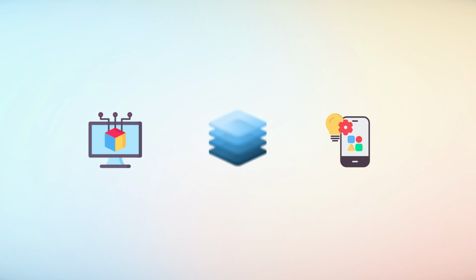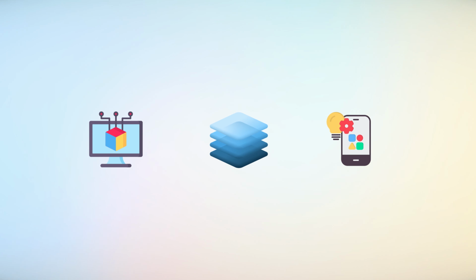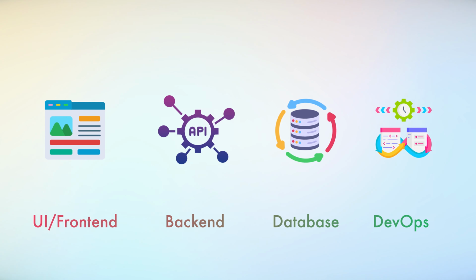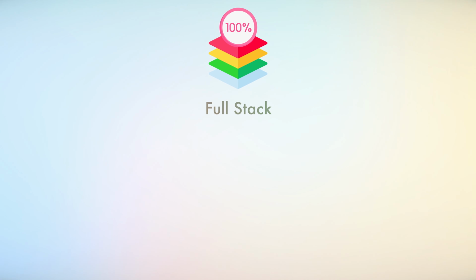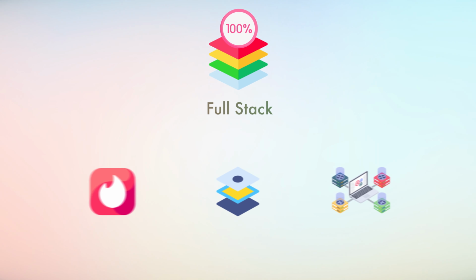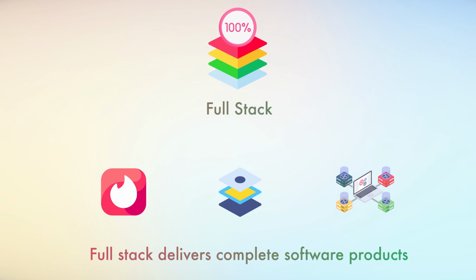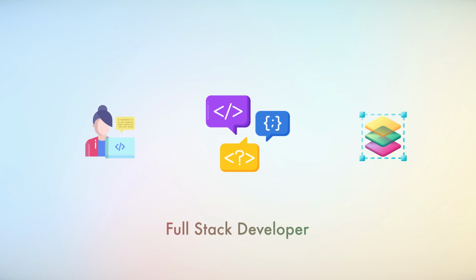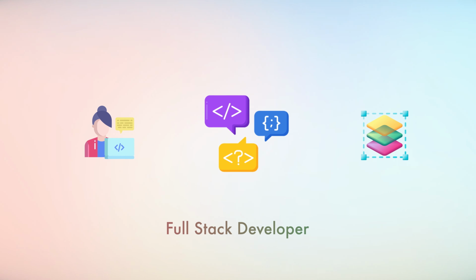When the software or mobile app development process is broken down into layers, we get the front-end or the UI layer, the back-end layer, the database layer, and then the DevOps layer. When these layers assemble into a stack, it's called a full stack simply because it incorporates all the necessary pieces to write and deploy complete software products. A developer capable of contributing to all layers of the stack is called the full stack developer.